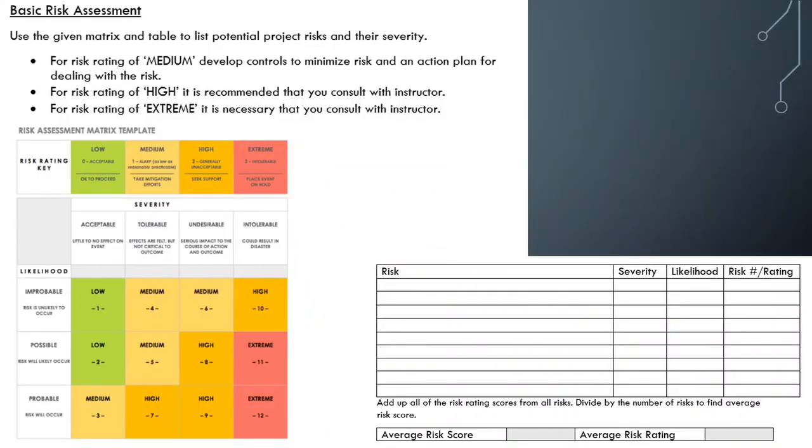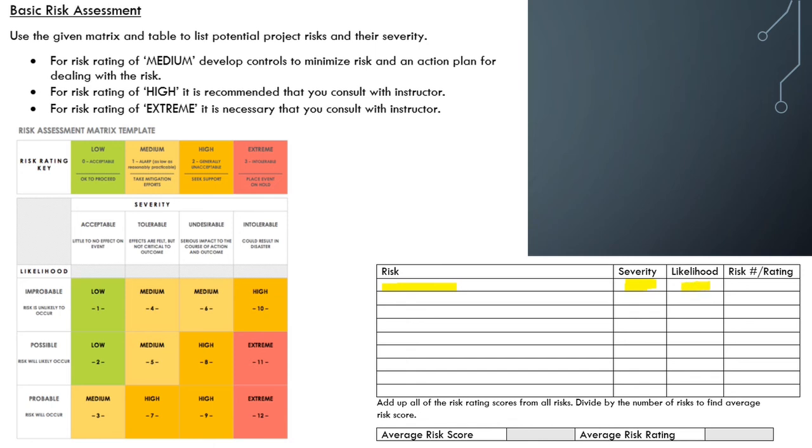Here's the basic risk assessment that I told you that you would be working on for your project. I'm not making you go through a complete FMEA for your projects, but I do want you to do a basic risk assessment. I've given you a little table to fill in where you're just listing the risk, and then what's the severity? How bad would it be if this risk occurred? And how likely is it to occur?